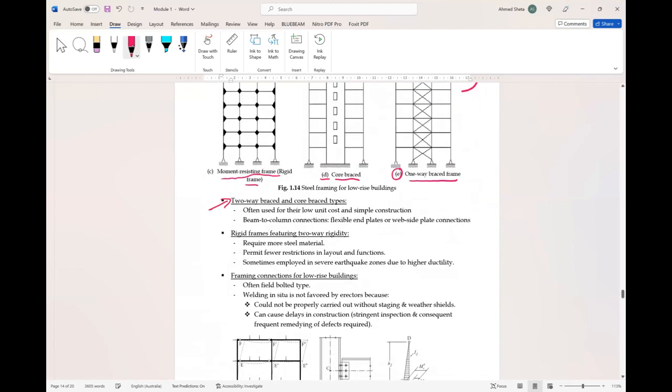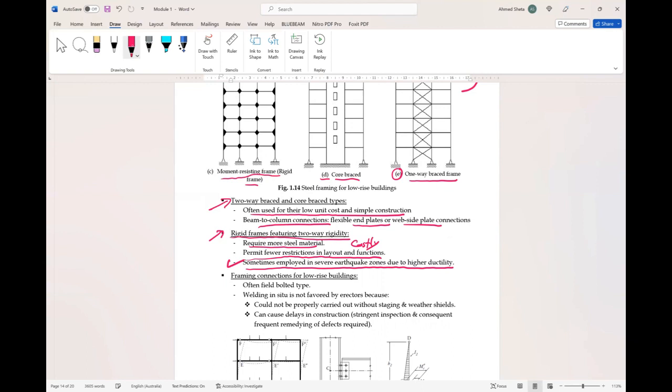The two-way braced and core braced types are often used for their low unit cost and simple construction. Beam and beam-to-column connections are flexible end plate or web-side plate. Rigid frames featuring two-way rigidity require more steel material, so they are costly, but permit fewer restrictions in layout and function, and are sometimes employed in severe earthquake zones due to higher ductility.